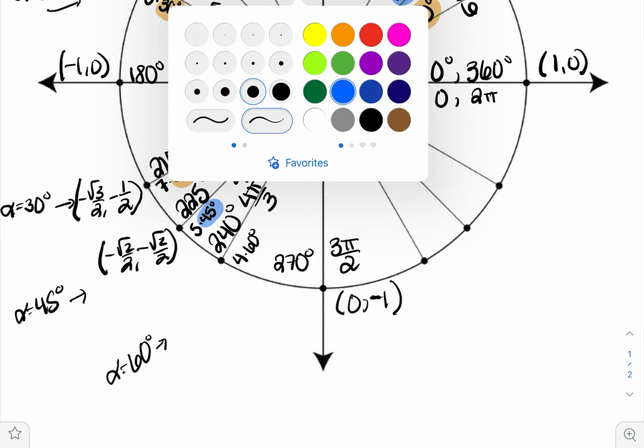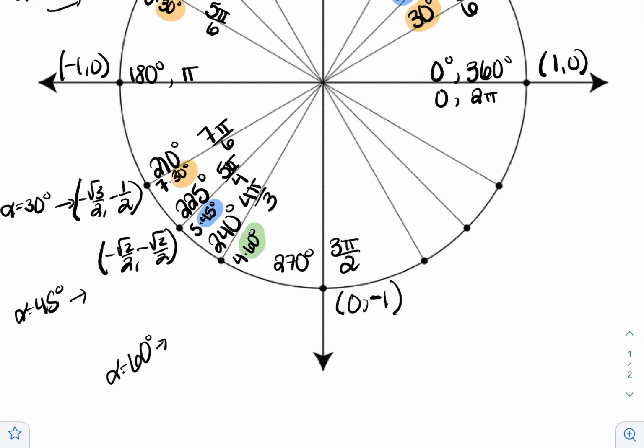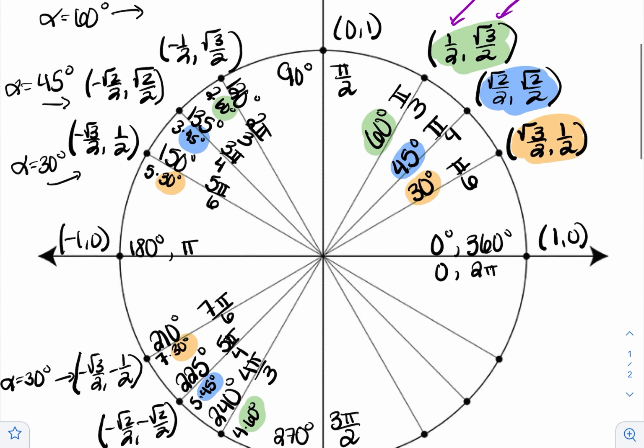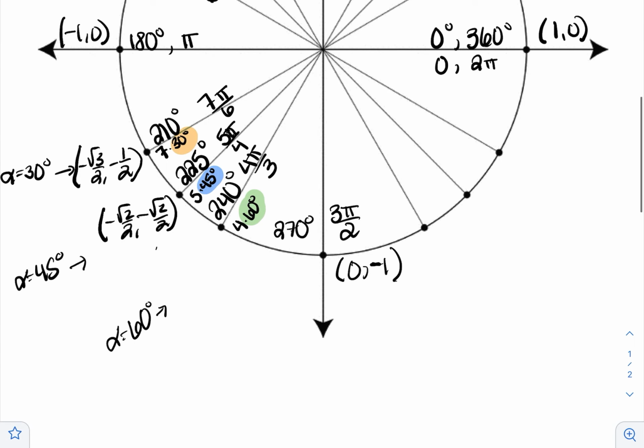And last but not least, I'm going to look at my 240 degrees, which has a reference angle of 60. So it's going to be 1/2 and radical 3 over 2 with both of them negative. Negative 1/2, negative radical 3 over 2. Oh, that's a terrible 3. Let's try that one more time. Here we go. So if I wanted to find the cosine of 240 degrees, that would be negative 1/2. It's the cosine of 60, but negative because it's in quadrant 3.